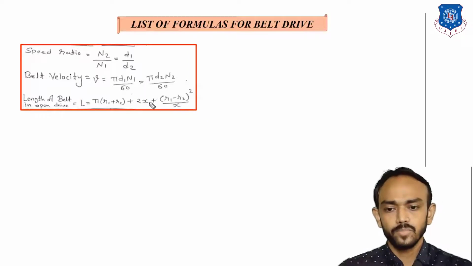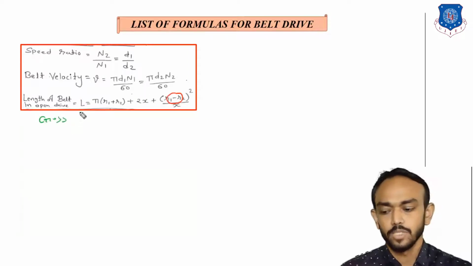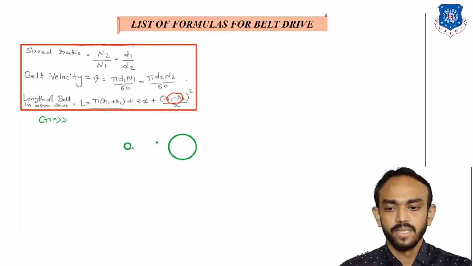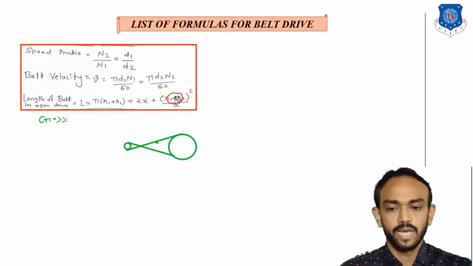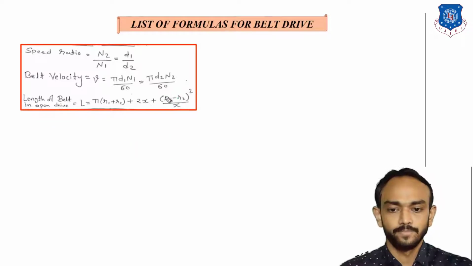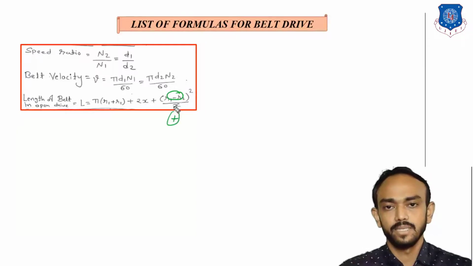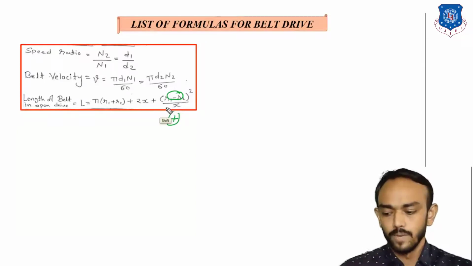Remember that for a cross belt, where the belt crosses like this between driver and driven, the term is (r1 plus r2) whole square, with a plus. So remember that there is a minus for the open belt, and for the cross belt there will be only plus. This is a very small change in this formula.